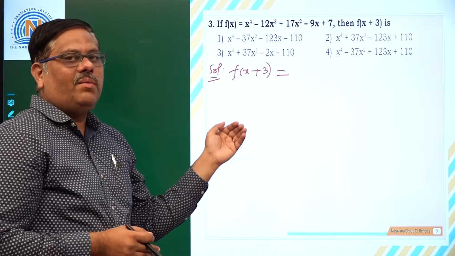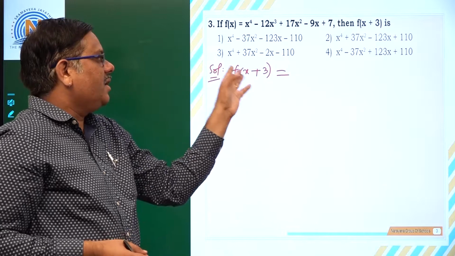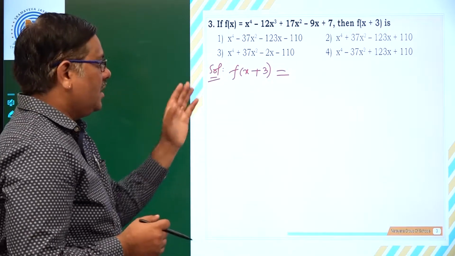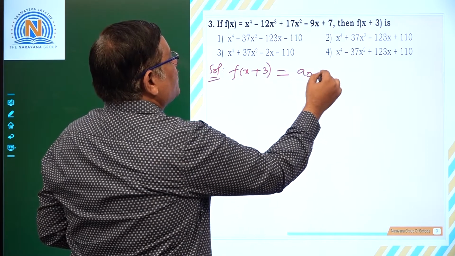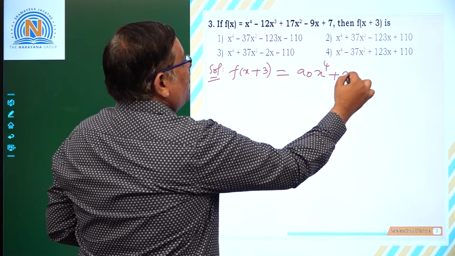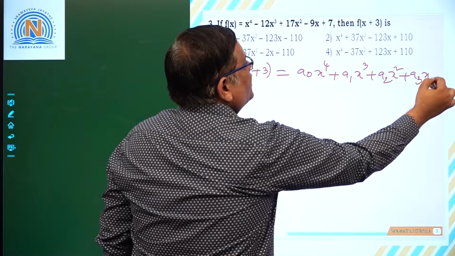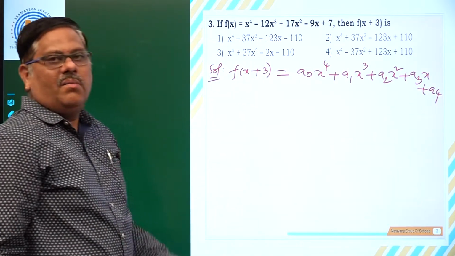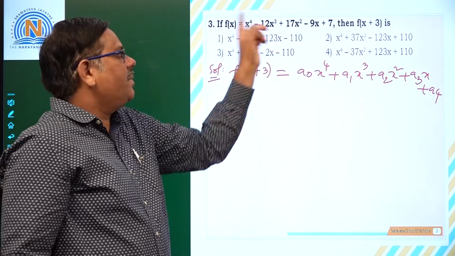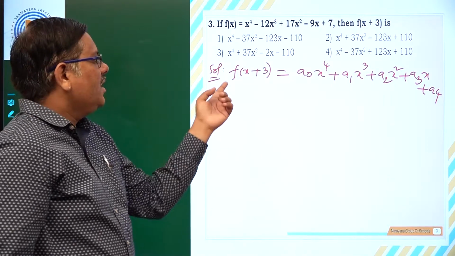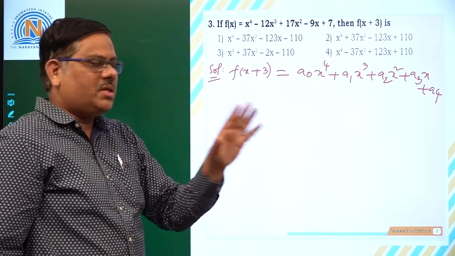Rather than that, we have a beautiful method in which you can find the quotient when we are trying to find f of x plus 3. So that process is like this. F of x plus 3 you will get as some a naught into x power 4 plus a1 into x cube plus a2 into x square plus a3 into x plus a4. Definitely you will get a biquadratic polynomial only, because the given polynomial is biquadratic, whose order is 4. Even if you find f of x plus 3, the degree of the polynomial won't change.